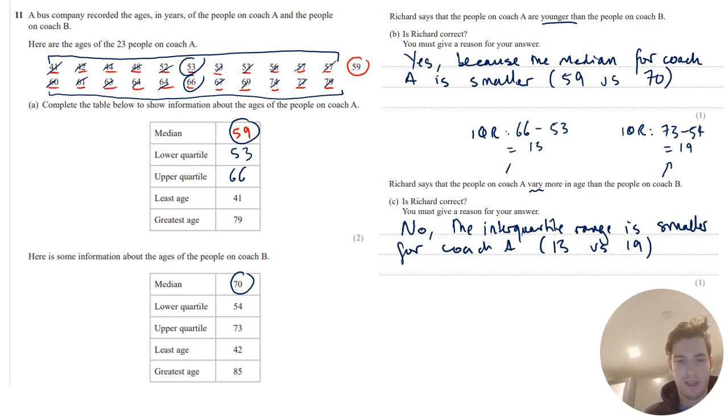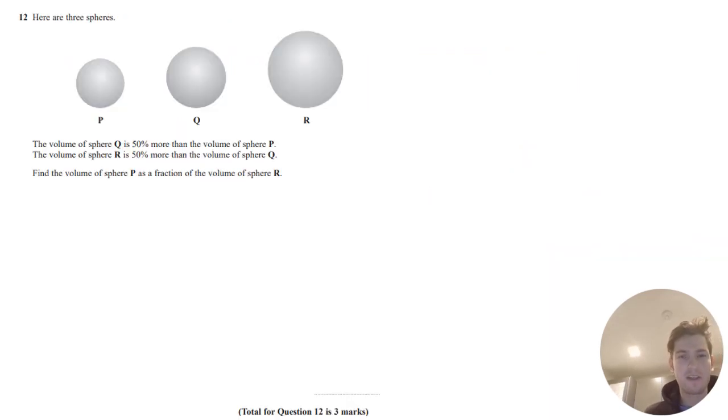Okay, next question. Here are three spheres. This, I remember marking the old year 11 mocks, was a very tricky question. The volume of sphere Q is 50% more than the volume of sphere P. Okay, so 50% more. The volume of sphere R is 50% more than the volume of sphere Q.